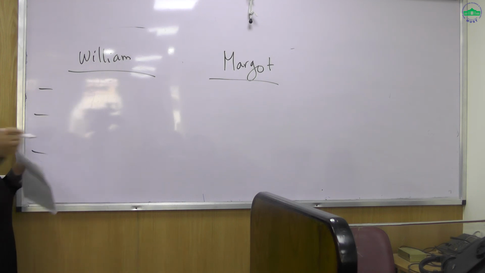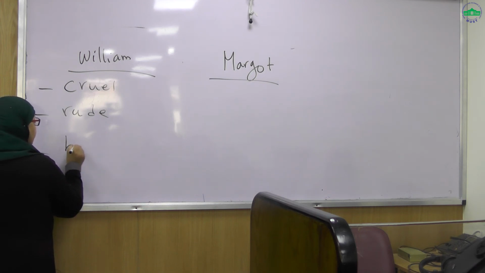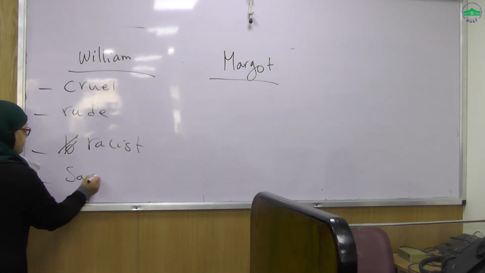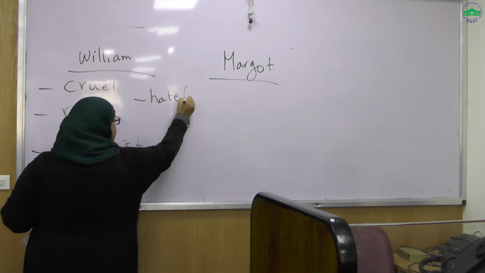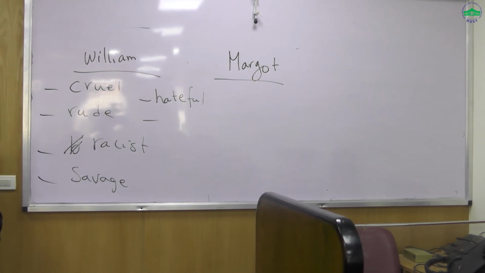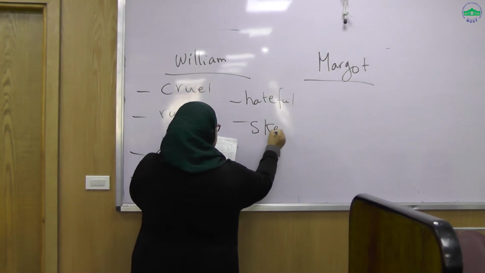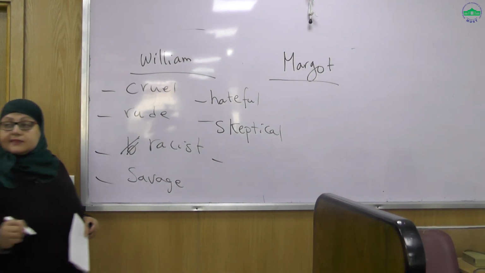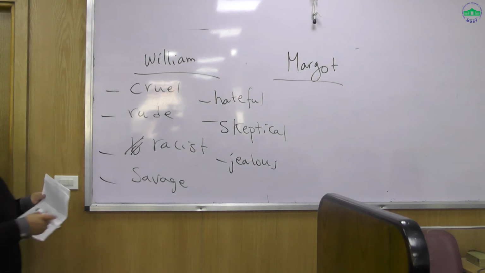Dictate to me when you want to describe the boy. Cruel? Rude? Stubborn? Savage? Hateful? You are a liar. You don't know the sun. You cannot remember the sun. So he is skeptical, doubtful. And of course he is jealous. Savage, selfish.